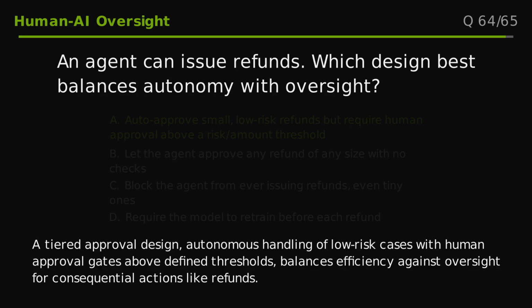A tiered approval design, with autonomous handling of low-risk cases and human approval gates above defined thresholds, balances efficiency against oversight for consequential actions like refunds.